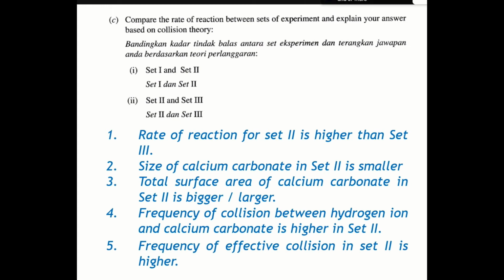So here they must come up with the size of calcium carbonate in set 2 being smaller, and do the comparison. Don't mention only small; if only small, there is no comparison. Then what will happen if the size is smaller? That means the total surface area of the calcium carbonate is larger. Many of them will forget to write down the keyword of total surface area. They just write surface area. So you must have the keyword "total" over there. Then 0.4 and 0.5 will be similar.